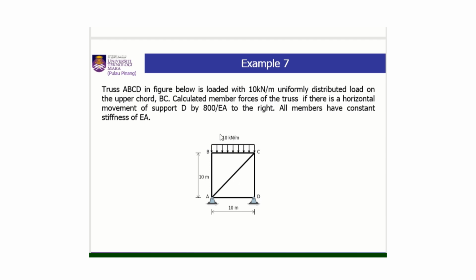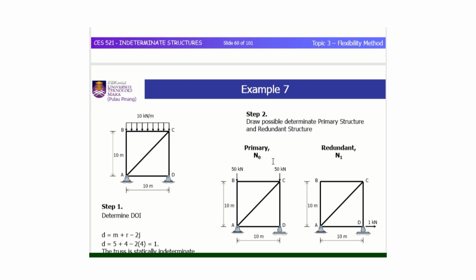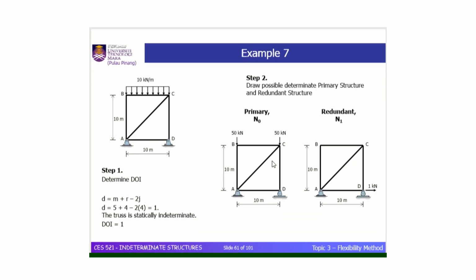Of course, before you analyze this structure, you need to convert this UDL to point load. 10 multiplied by 10, 100 divided by 2. You apply 50 at B and 50 at C. As we discussed for the beam and frame, the first step we must calculate the DOI.